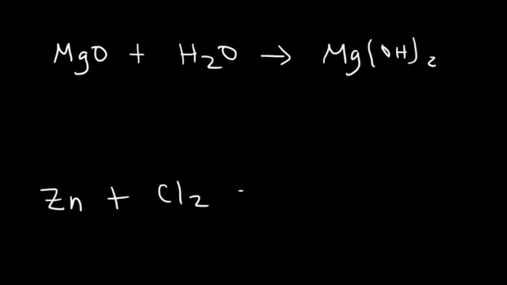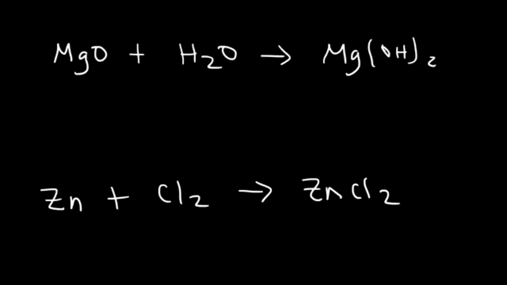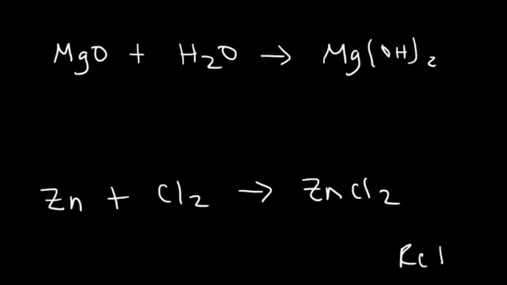Both of these examples are synthesis reactions, also known as combination reactions. Sometimes a combination reaction can be a redox reaction, and sometimes it won't be. Now, if you look at the first example, there are no pure elements. All we have is compounds. When you see that, chances are it's not a redox reaction. But if you look at the second example, we have a pure element, zinc, and then that same element is in a compound. So the second example is a redox reaction.